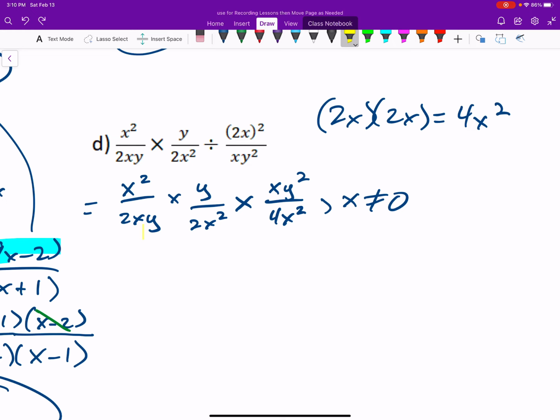And I'm going to find the same thing happens for the y's. Whether it's from here or here, y can't equal 0. So x can't equal 0, y can't equal 0. Those are my restrictions.